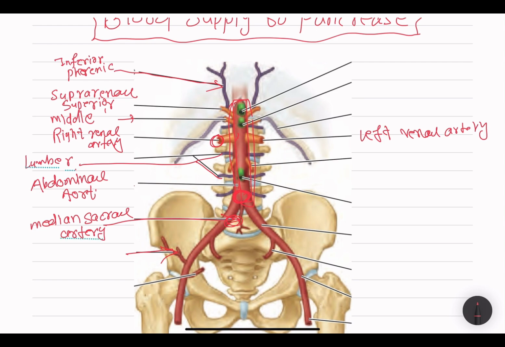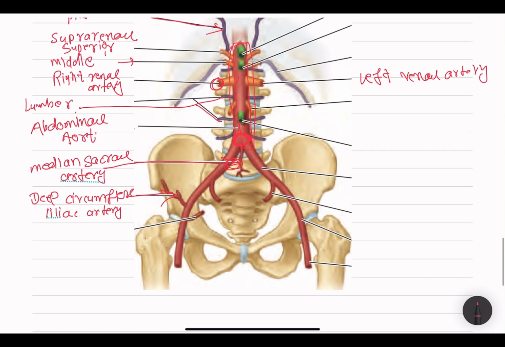This one is the deep circumflex iliac artery. Very important, you remember all of these. It's very important, during the exam they ask about this artery, the deep circumflex iliac artery. And this one lastly, the inferior epigastric.